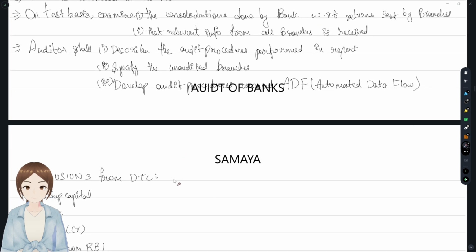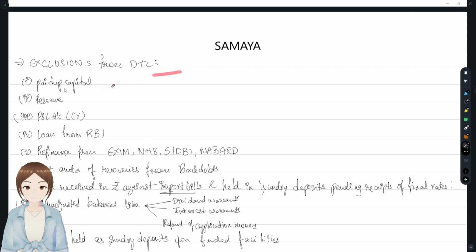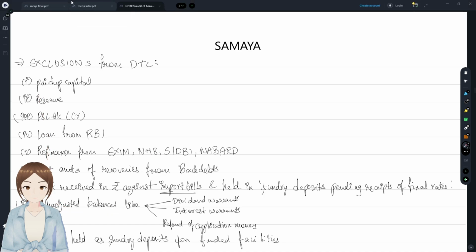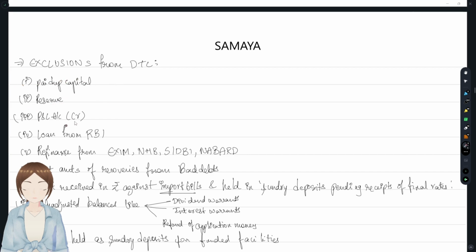And what are the exclusions for demand and time liabilities? These were mostly the equity portion: paid up share capital, reserves and the P&L credit balance, that is profit for the year or previous year, and a loan from the bank, that's also a credit balance, and a refinance from Exim, NHB, SIDBI, or NABARD. Any kind of refinance. You need not learn these by heart.